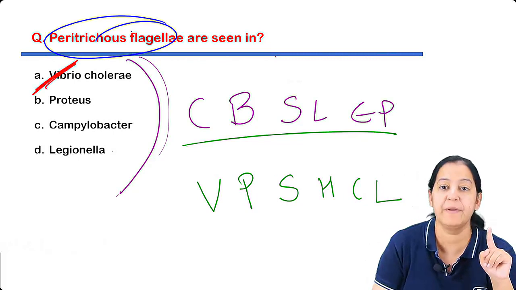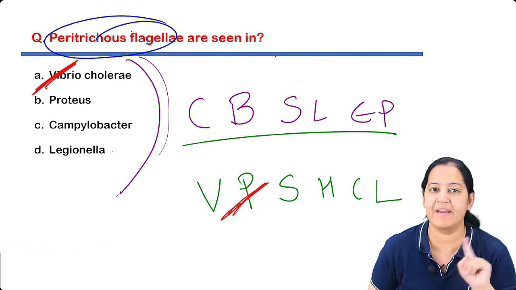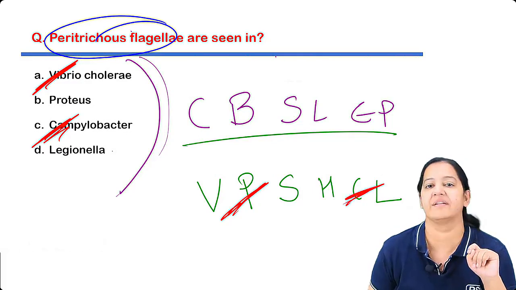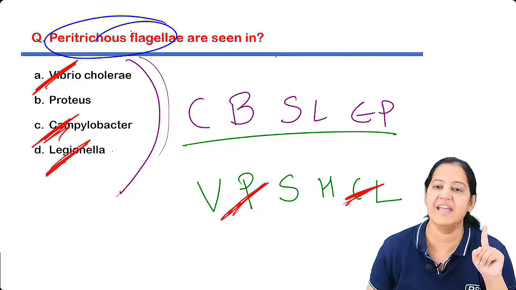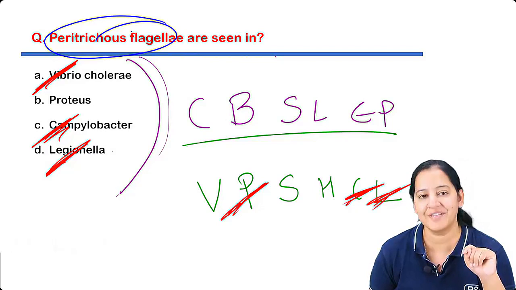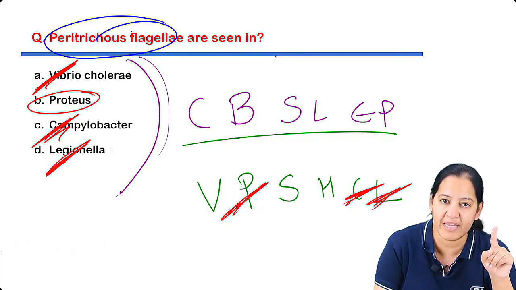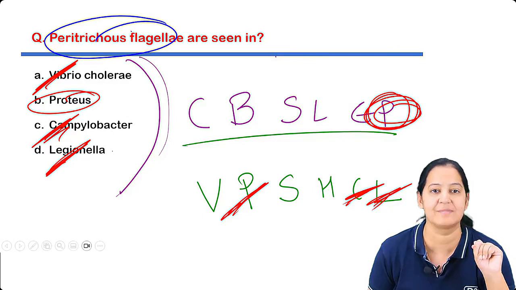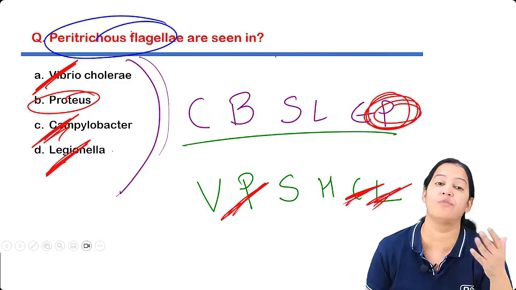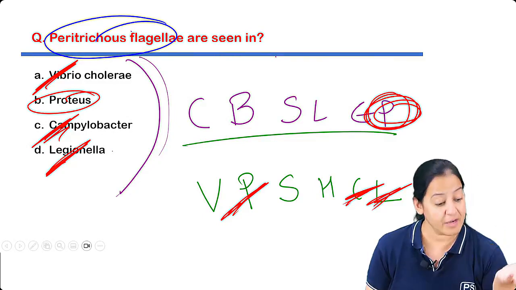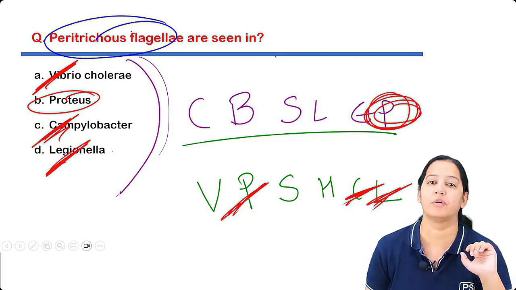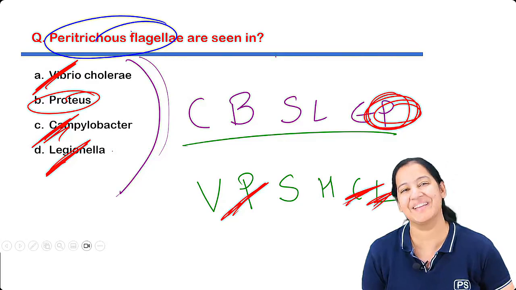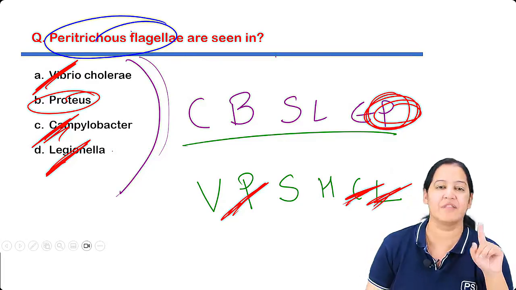Now have a look on the options. Vibrio. Vibrio is coming in polar, not peritrichous. Campylobacter is also coming there. And Legionella is also coming there. Got it? Only one of them, Proteus, is coming in this mnemonic, so the answer is B. So you have to learn the full form. Full forms are confusing. Even knowing the mnemonic, you can be wrong many times. So knowing the full form is more important than knowing the mnemonic. Got it? So listen.